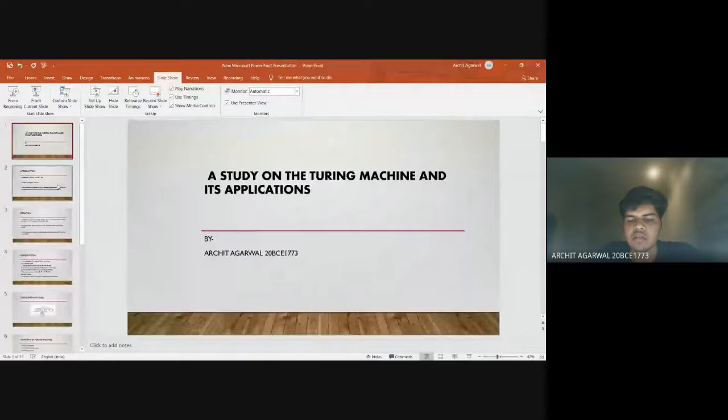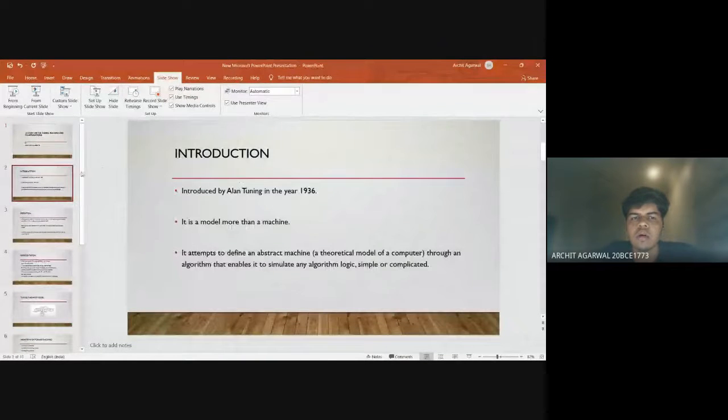Coming to the introduction part, the Turing machine was introduced by Alan Turing in the year 1936, and it is considered more of a model than a machine. Its main attempt is to define an abstract machine through an algorithm that enables it to simulate any algorithm logic, whether it be simple or complicated.